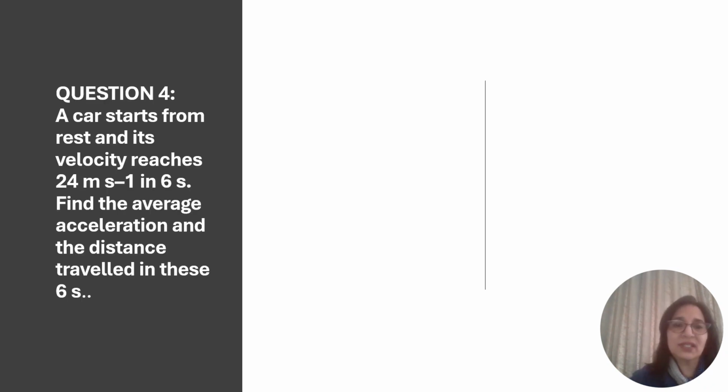Let's understand question number 4. A car starts from rest and its velocity reaches 24 meters per second in 6 seconds. Find the average acceleration and the distance traveled in these 6 seconds. Now, the first and foremost important thing is that you have to write what is given.